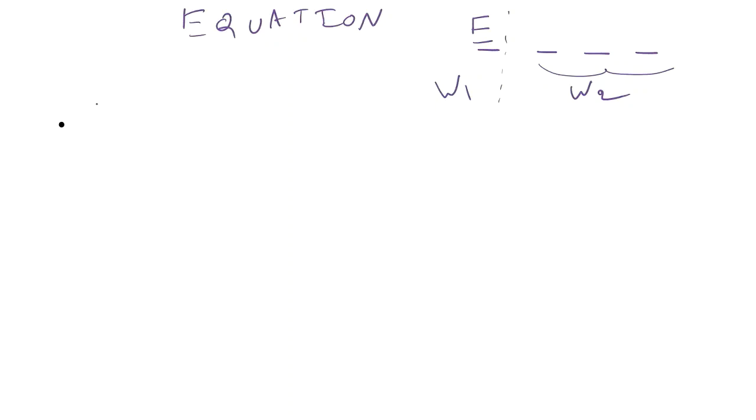Number of ways of doing W1 is equal to 1. Why is the answer 1? Because we have only one E, and the number of ways of filling this blank with one E is equal to 1.